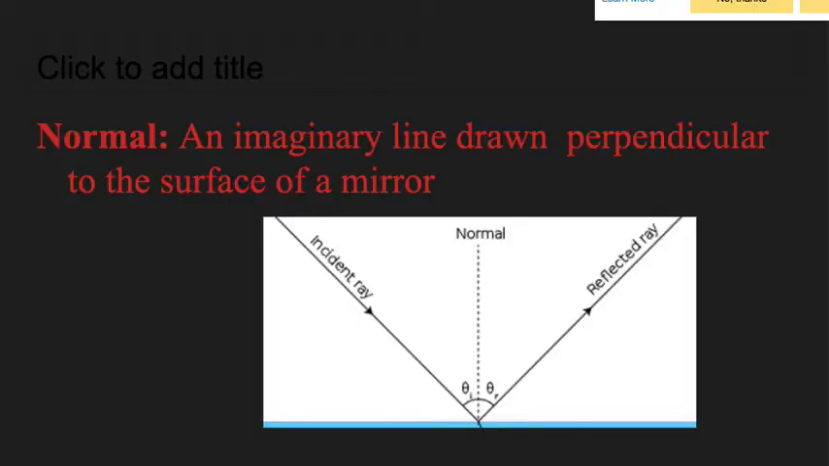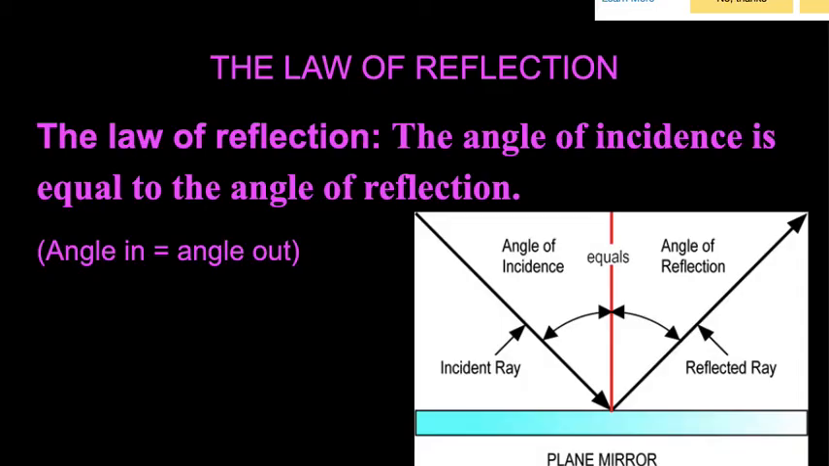Next, I want to talk about something called a normal. Now, the normal is an imaginary line, right? You don't actually see it. It's a pretend line that is perpendicular, 90 degrees, to the surface of the mirror or reflective surface. So we take a look at the law of reflection.